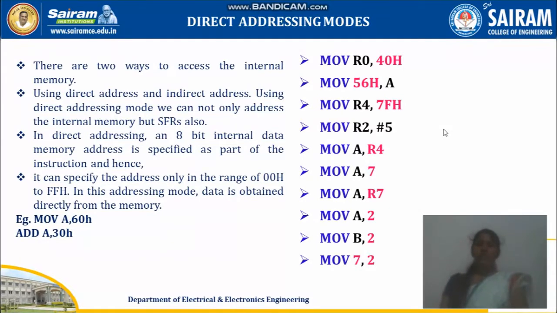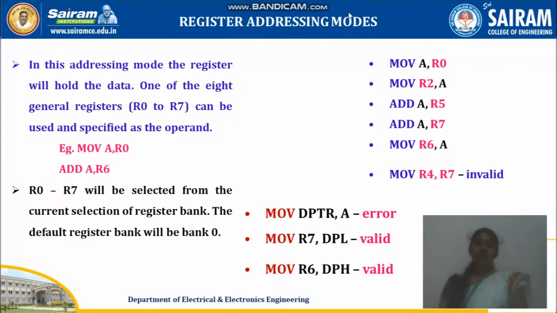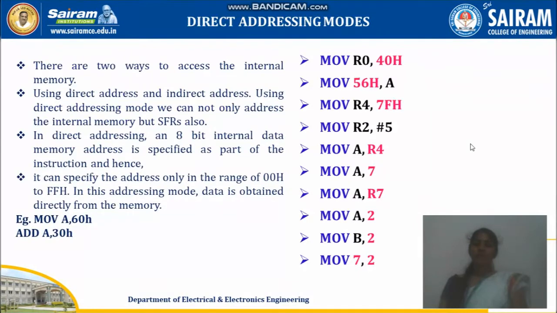One thing we need to remember in case of your register addressing mode: register to register is invalid. You cannot give both as register to register. Both source and destination should not be registers. So if you give it like this, it is an invalid instruction. You need to follow that in the register addressing mode.